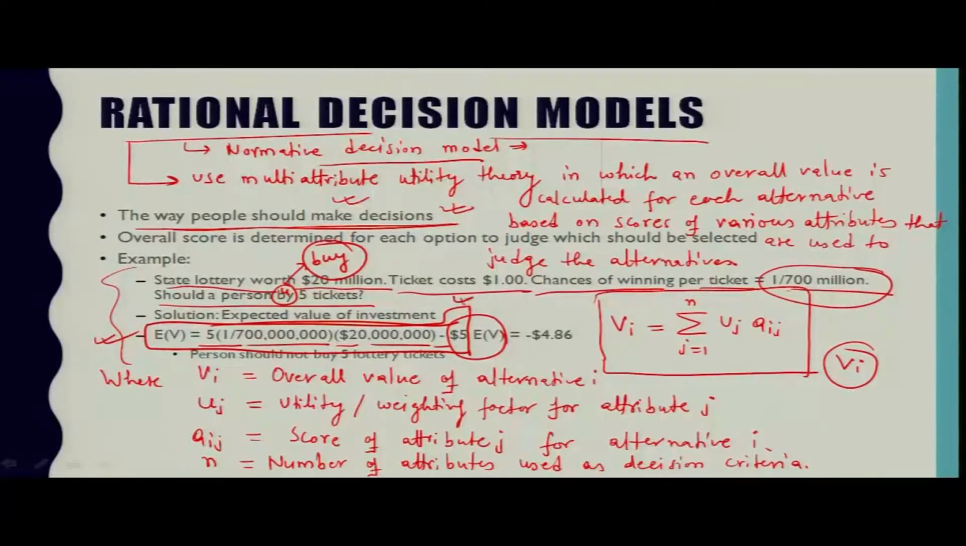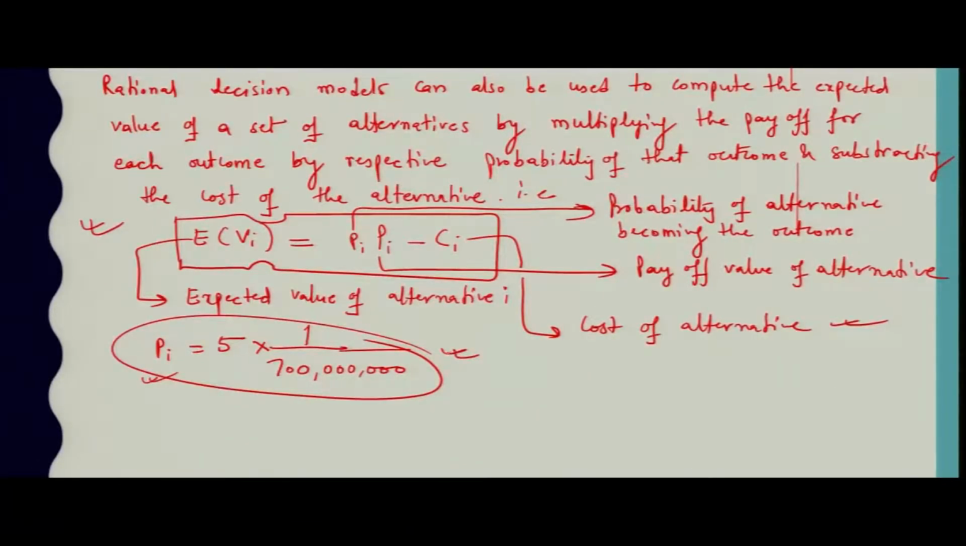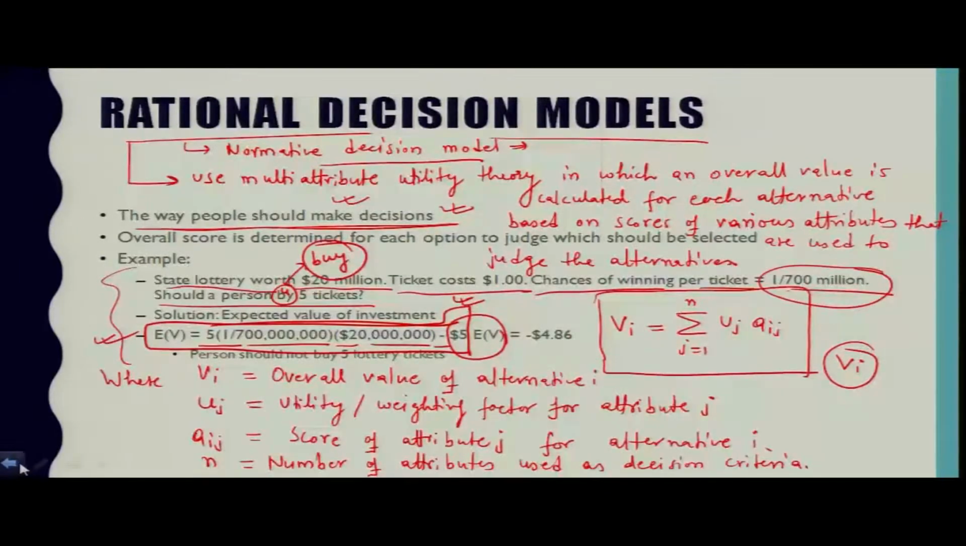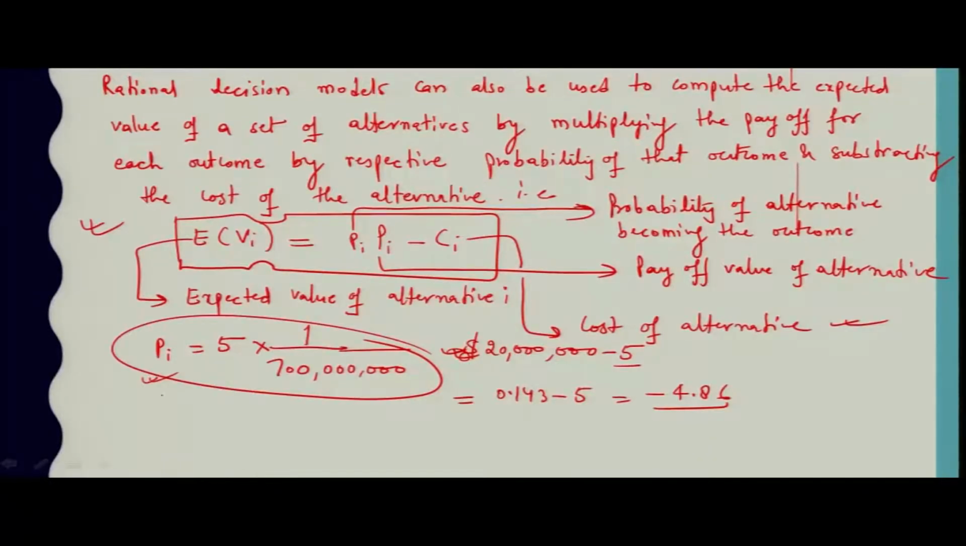If you solve this term, you will get EV equals, this is a large calculation, $20 million over something thousand, minus 5. It will give you 0.143 minus 5, which comes out to minus 4.86, as given here. So this whole term is EVi, and it is coming out as minus 4.86.